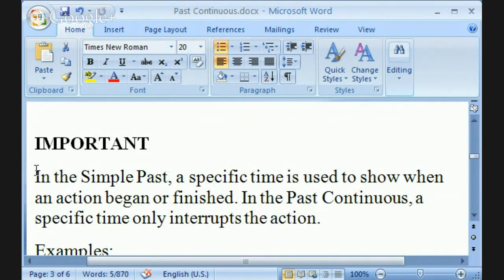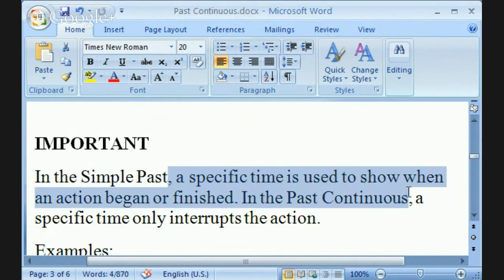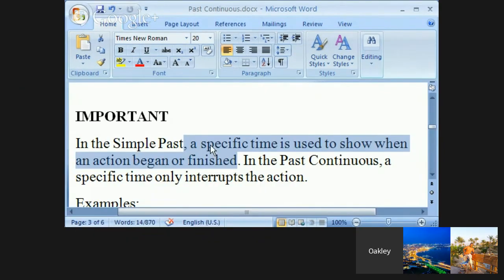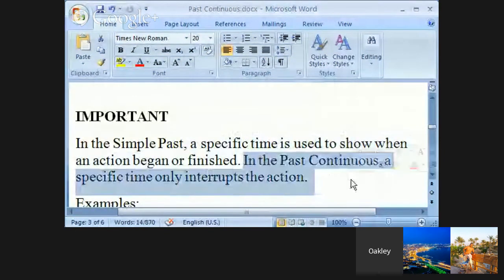To note, in the simple past, a specific time is used to show when an action began or finished. It could be either. But in the past continuous, the specific time only interrupts the action. That says nothing about whether you are near the beginning or near the end of the action. It doesn't really express that.